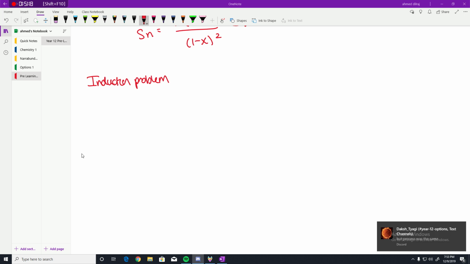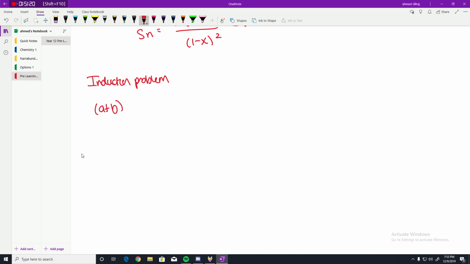So the induction problem that we're going to do is we're going to show that (a plus b) to the n is equal to a to the n plus n choose 1, a to the n minus 1 b plus n choose 2, a to the n minus 2 b squared. By the way, this is an options 4 induction problem. Very popular induction problem. It's actually an options 1 induction problem too. It depends on how the teachers are feeling. So we're just going to quickly remember how to do this.